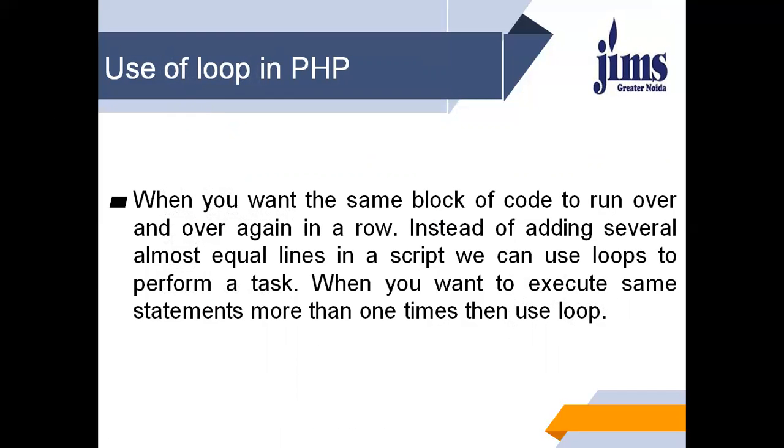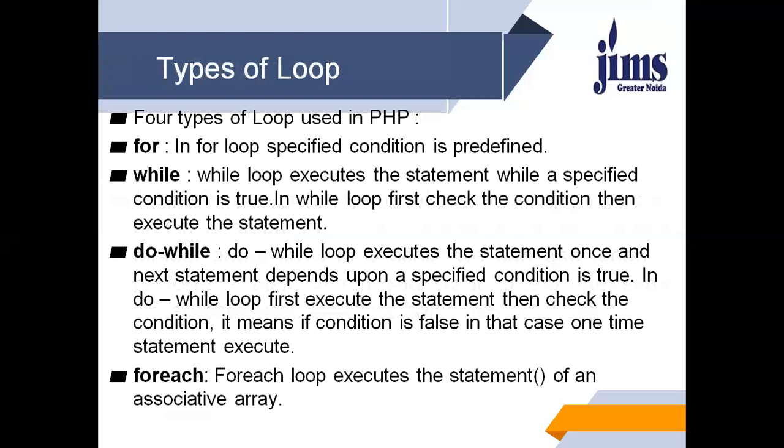Now coming to the loop control construct. So why do we use loops? When you want the same block of code to run over and over again in a row, instead of adding several almost equal lines in a script, we can use loops to perform the task. When you want to execute the same statement more than one time, then you use a loop. So we are going to discuss the four types of loops, one by one.